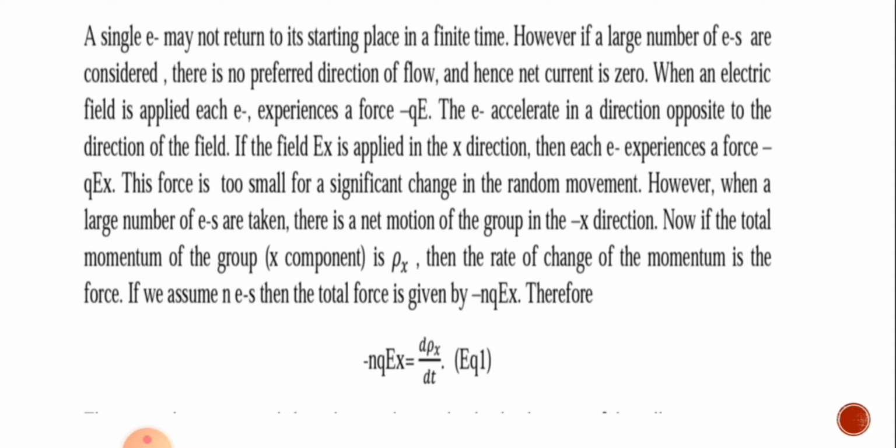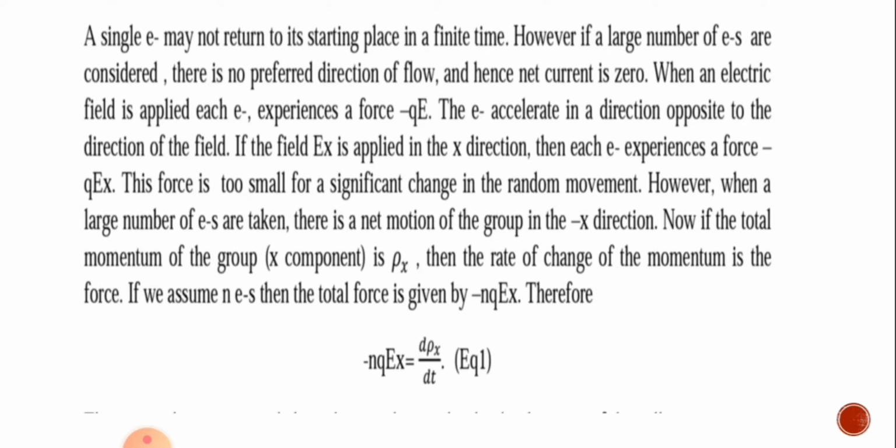However, if a large number of electrons are considered, there is no preferred direction of flow and hence the net current is 0. So, we know how current conduction is possible in a semiconductor due to the movement of charge carriers. When an electron is moving in one direction, an equal and opposite number of electrons will be moving in the opposite direction also. So, there is no preferred direction of flow, hence the net current is 0 under equilibrium condition.